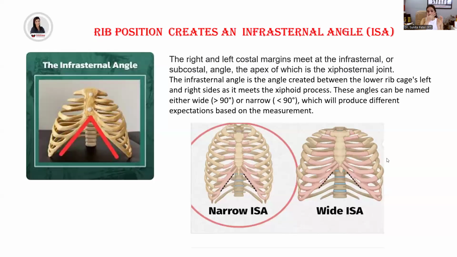Okay, now let's see. The angle should be 90 degrees, but if it is less than 90, we can call it a narrow infrasternal angle. If it is more than 90, the infrasternal angle will be wide. So can we give any stage in our life where we can have a narrow cavity, and in which cases we can have a wider cavity?